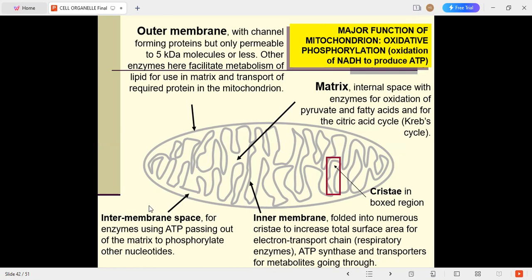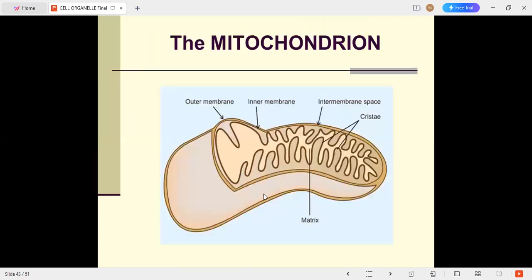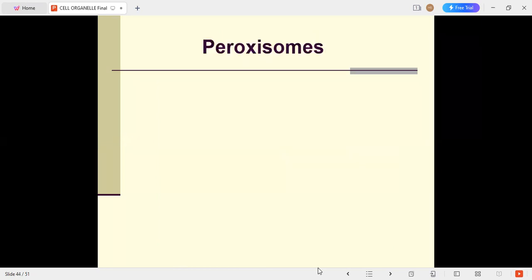Here you can see the intermembrane space, which contains so many enzymes which are required for the production of ATP, and which use ATP passing out of the matrix to phosphorylate other nucleotides. So this is the complete structure of the mitochondrion. The outer membrane, the inner membrane, the intermembrane space in between the outer and inner membrane. This is the mitochondrial matrix, and here you can see the folds, which are known as cristae.